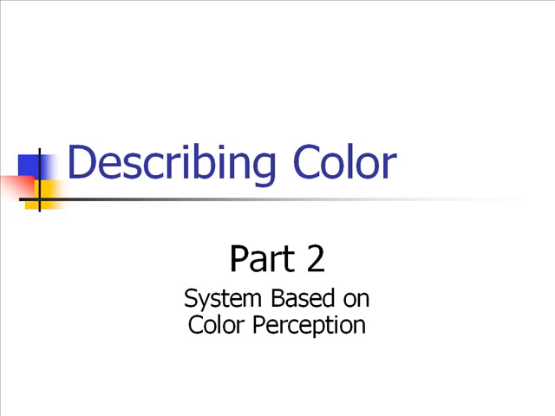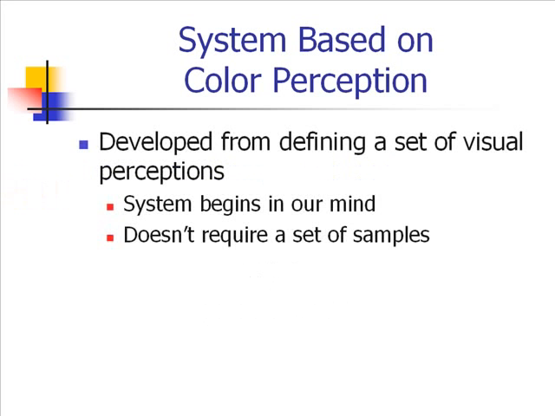Describing color systems now based on color perception. These were developed from a defining set of visual perceptions. So these systems aren't based on primaries and a certain set of colorants, but it's something that begins in our mind. And it doesn't even require an actual set of samples.